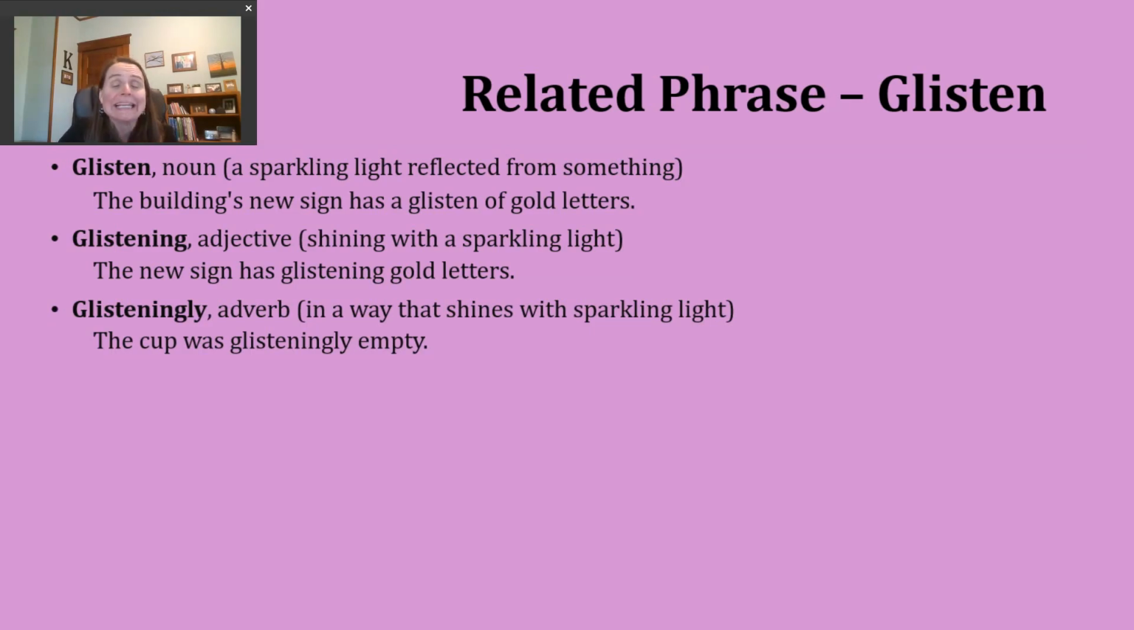One last word for us today. It's the adverb glisteningly. So that ly suffix tells us we have an adverb. And remember, adverbs can either describe verbs, they could also be used to describe other adjectives. So here we're going to be describing something done in a way that causes that shining with sparkling light. One more example for us today. The cup was glisteningly empty, right? So empty is also an adjective, right? So that's why we're using the adverb form of the word.